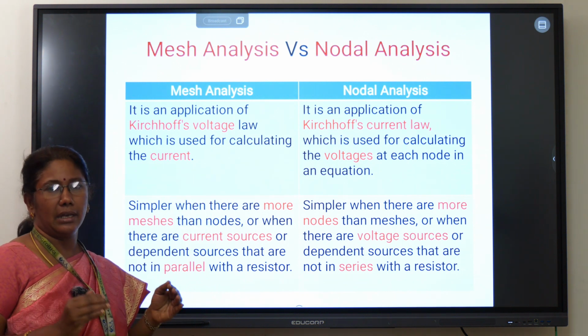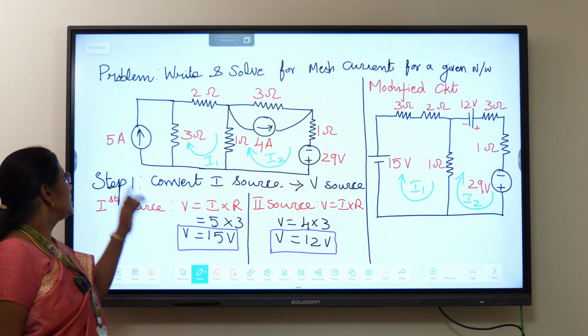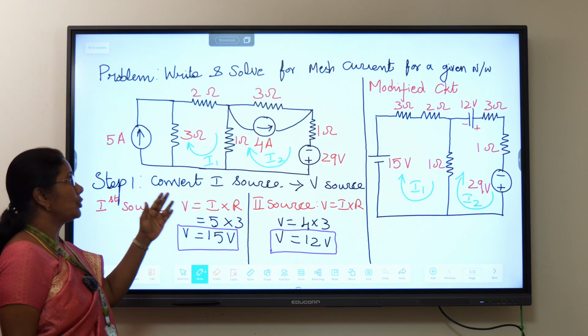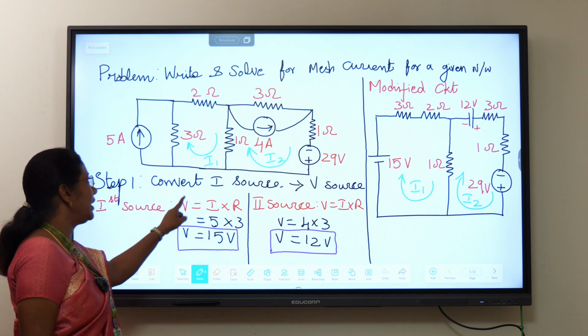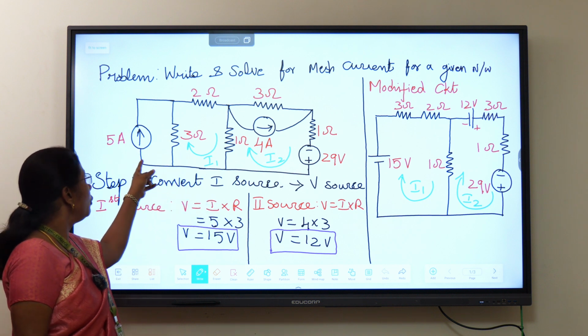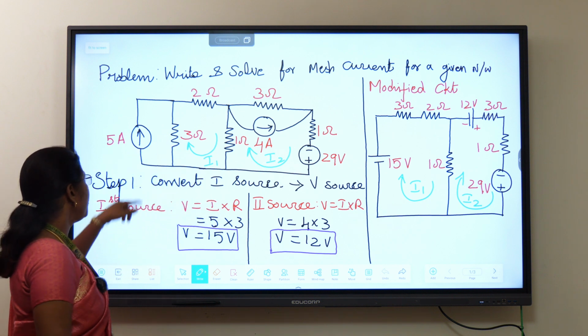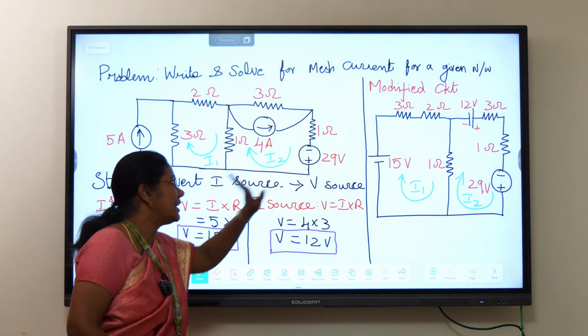Now we will see an example problem in the mesh analysis. This is the example problem to solve for the mesh currents. The aim of this problem is to find the I1 current and I2 current. The problem has 3 sources: 2 current sources, 5 amps and 4 amps, and a voltage source of 29 volts.